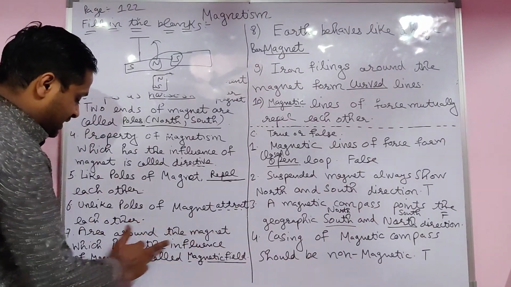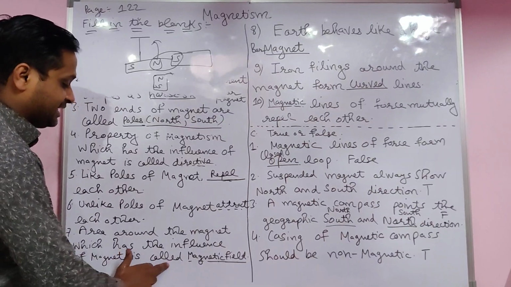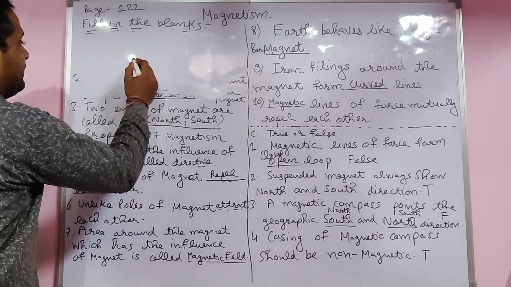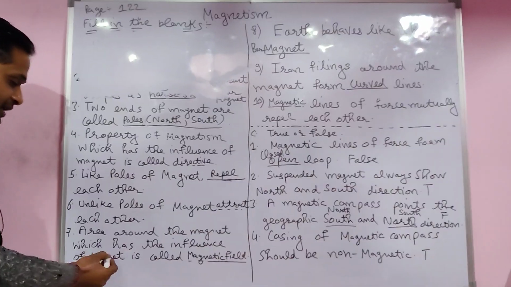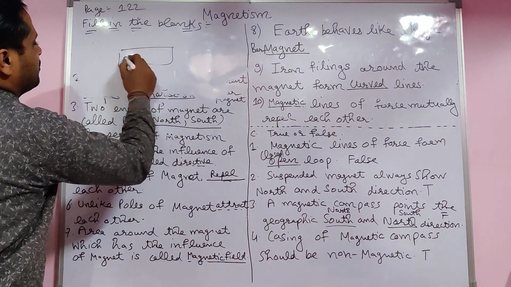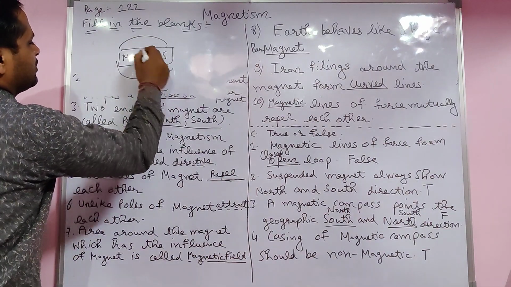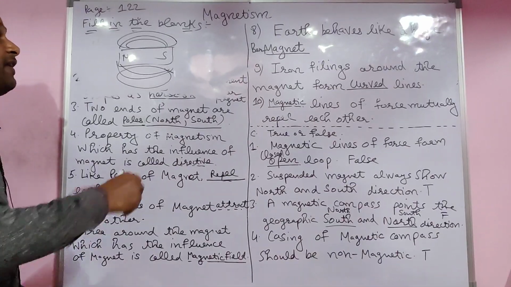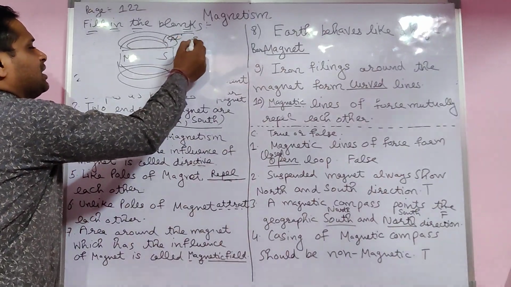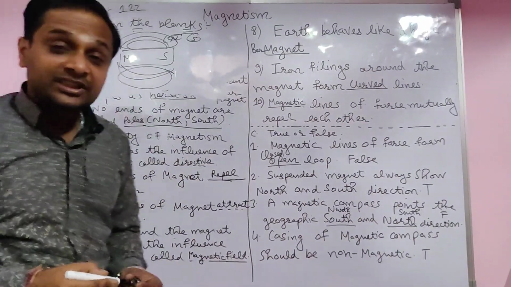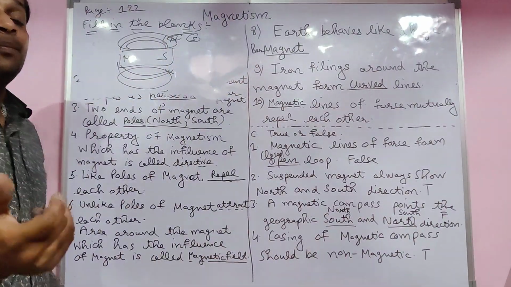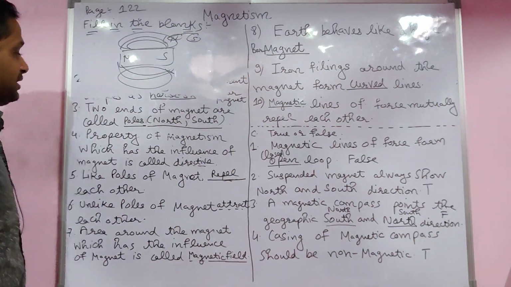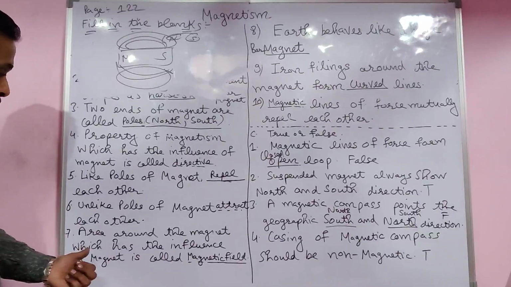The area around the magnet which has the influence of the magnet is called the magnetic field. Where the magnetic lines are, that is called the magnetic field. If any north or south pole comes into this magnetic field, it may show repulsion or attraction. Like poles repel each other and opposite poles attract each other. Yes, already told to you about this.